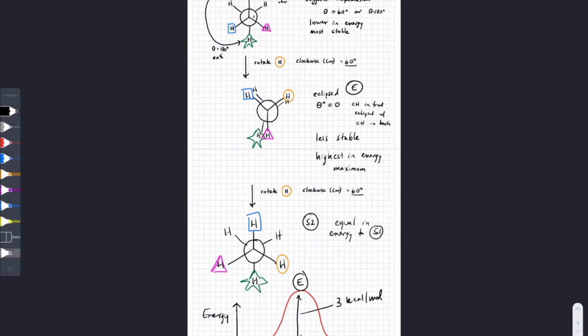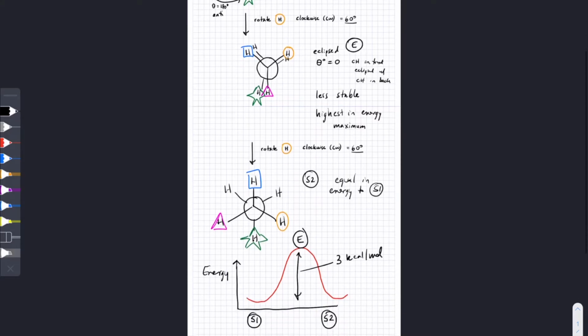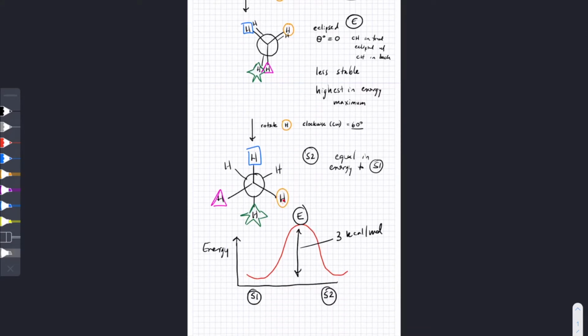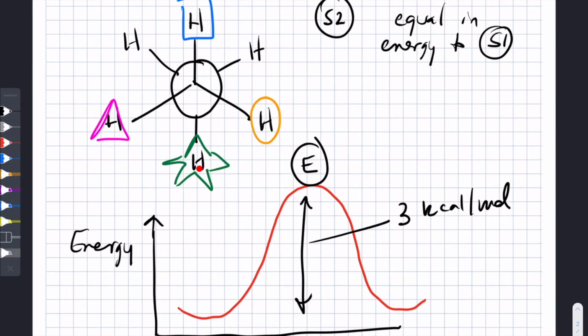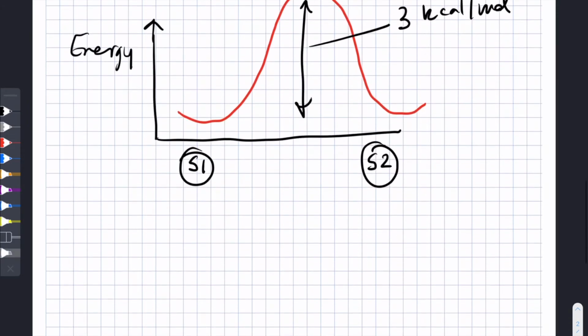The question is why? I'll point out, by the way, that if we continue to rotate the orange hydrogen, we could get through another eclipsed conformation to a third staggered conformation, which would also be equal in energy. We won't do that, but you can, and I think your text takes you through that. Now, the question is why? Why is eclipsed unstable?